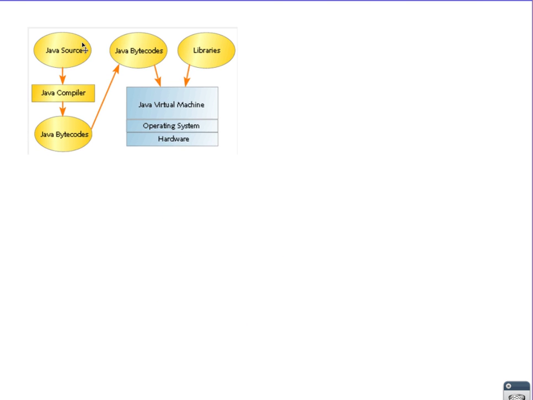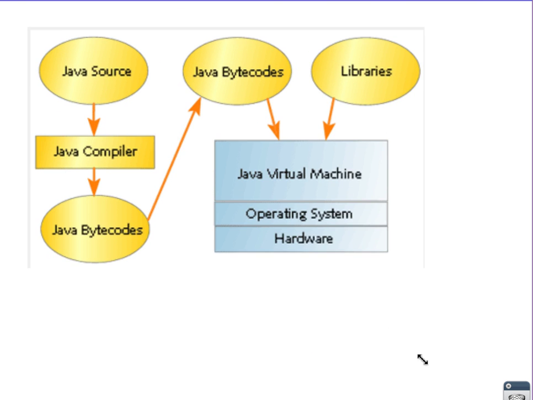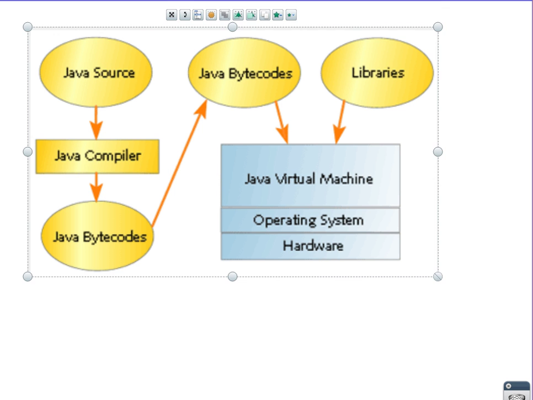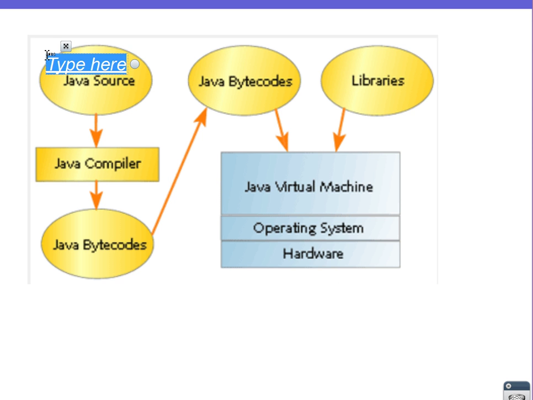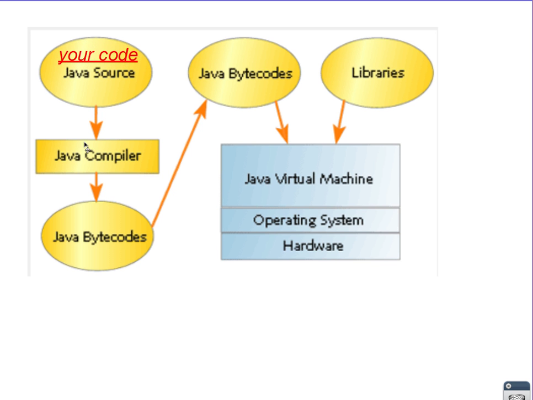How does Java exactly work? You should have a little bit of an understanding of this before you actually start working in Java. Java source is the code that you write. So you write some code, what we would call Java source code. Then you do what's called compiling, which is checking your code to make sure that it's written correctly, that it's legal, that it makes sense, and that the computer is going to be able to understand it.